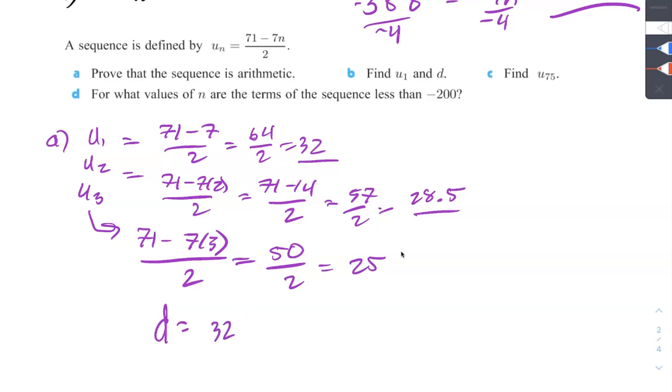So 32 minus 28.5, negative 3.5. Other way around. It should be u2 minus u1, not u1 minus u2. Remember, it has to be negative because we're subtracting. So negative 3.5 is my common difference. So find the first term, find the common difference. We did that already. This is 32. This is negative 3.5.